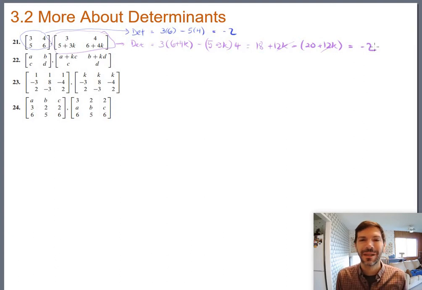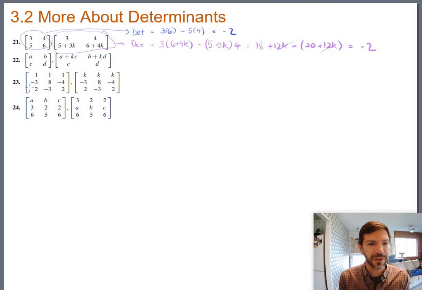Shocker. But this is not an accident. There's nothing special about 3, 4, 5, 6, or about a 2 by 2 matrix. It is always true for all matrices everywhere that if you multiply one row by a scalar and add it to another row, the determinant doesn't change at all, which is a beautiful thing. I'm not going to go through 22, but they did the row operation the other direction. Same thing happens there. You get the 3k times 4, and you get the 4k times 3, and those cancel each other out.